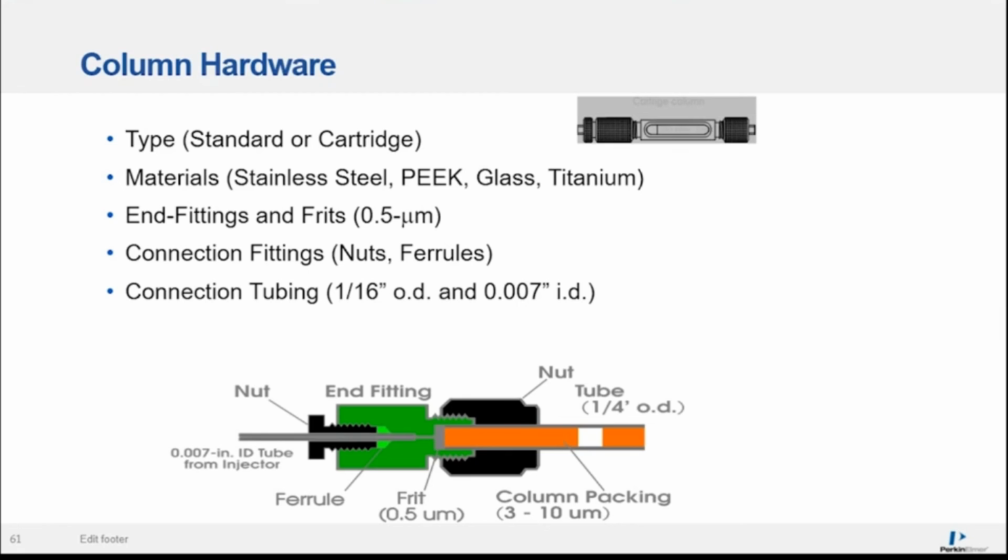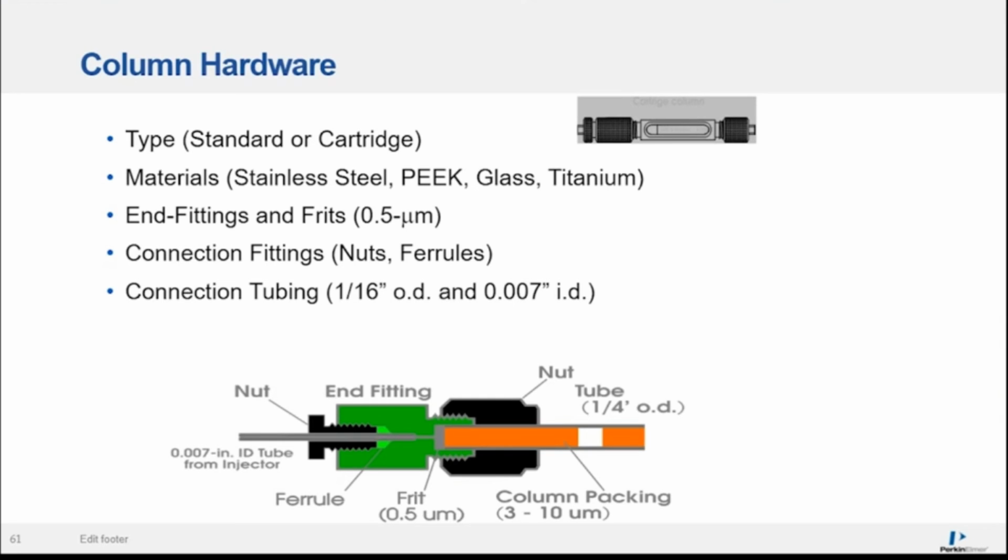For HPLC, our connecting tubing will typically be 0.007 internal diameter or smaller. For UHPLC, you'll typically use 0.04 or 0.05.